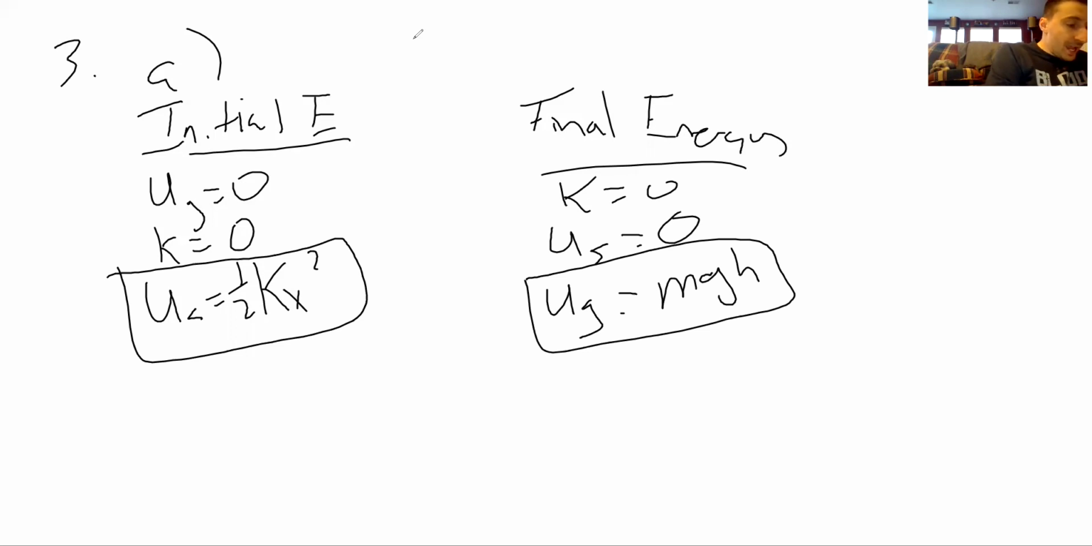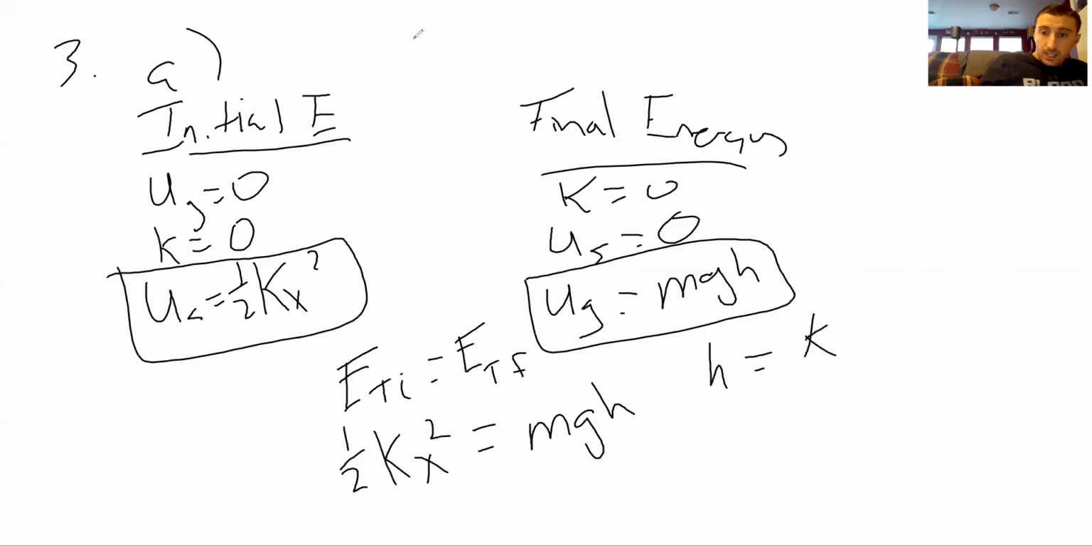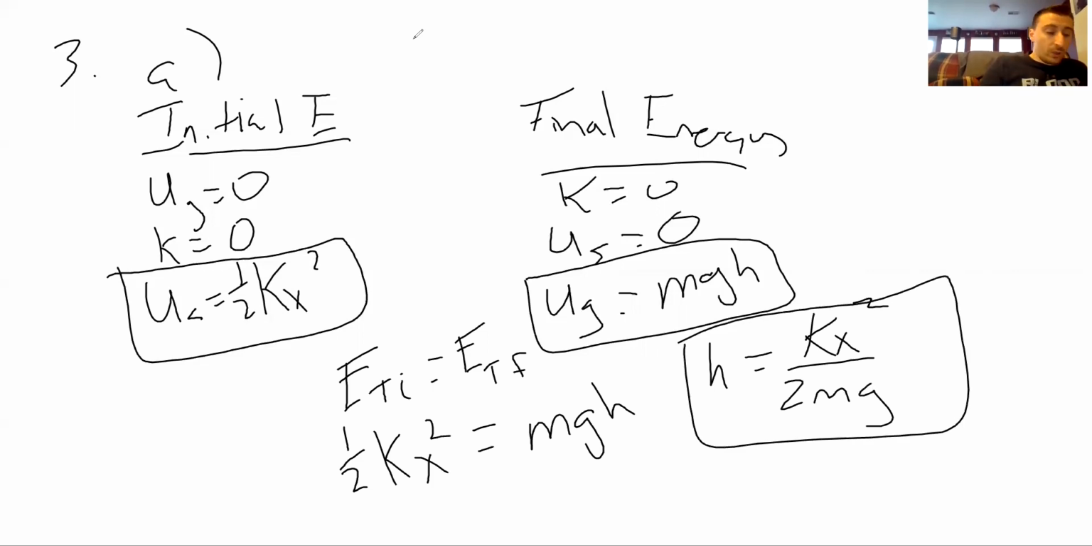So we want to know the height in terms of m, x, and k, and any fundamental constants. All right, so g could be a fundamental constant. So what I know is that because there's no outside force, energy total initial has to equal energy total final. So my energy total initial is 1/2 kx squared equals my energy total final, mgh. Basically, I want to solve for h, so I divide that over. So I get h is equal to kx squared divided by 2mg. My equation for h.